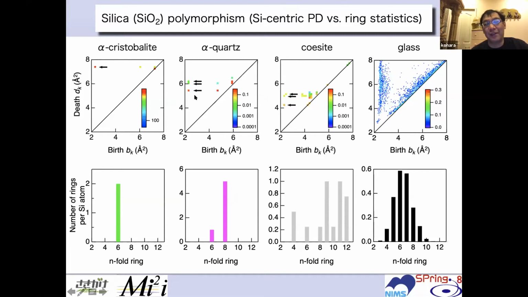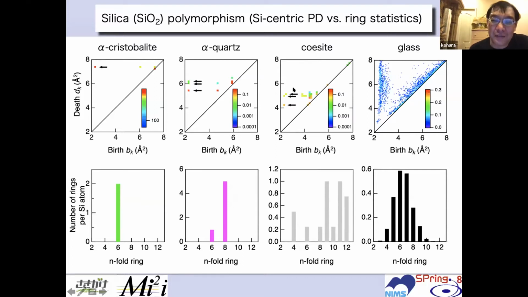This is a difference. Okay, important point. In coesite, we can see a large fraction of large rings. However, very short lifetime, which means that the ring is very backward. So very, very asymmetrical, very funny shaped rings in coesite.